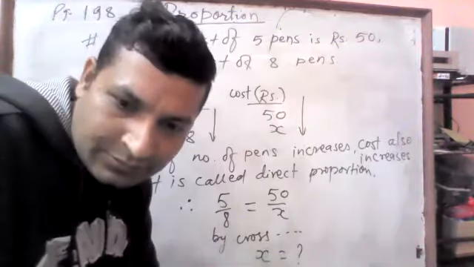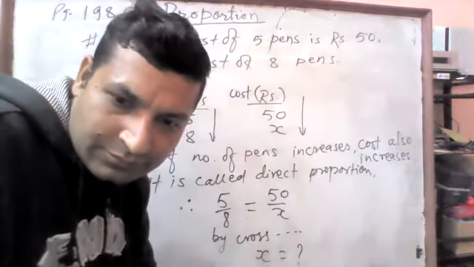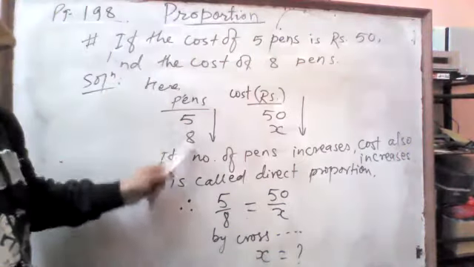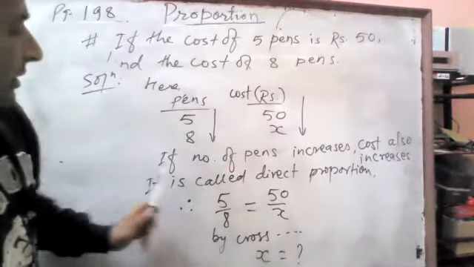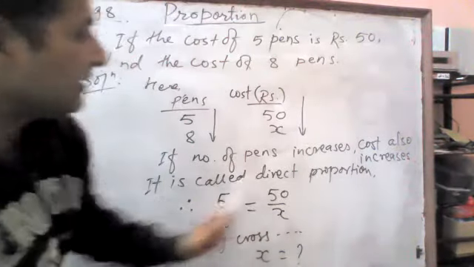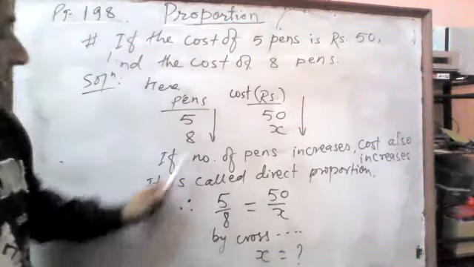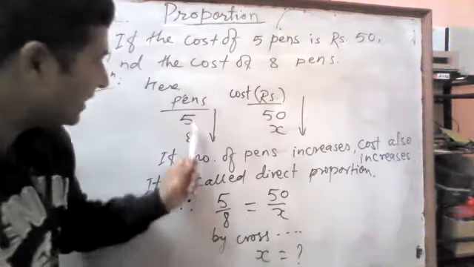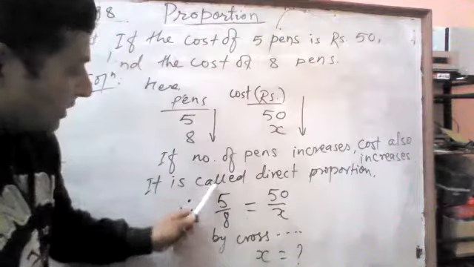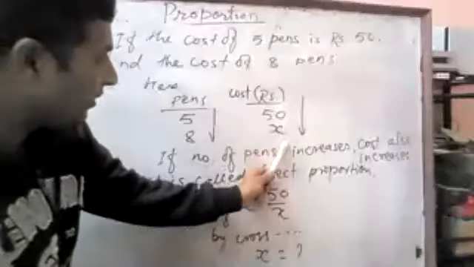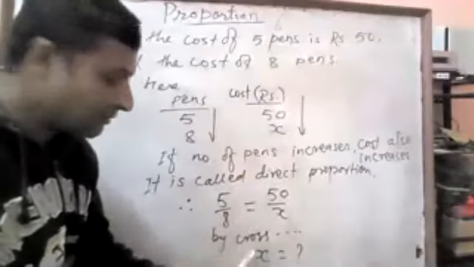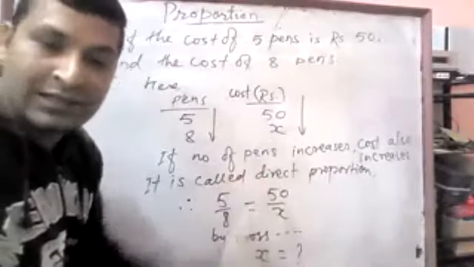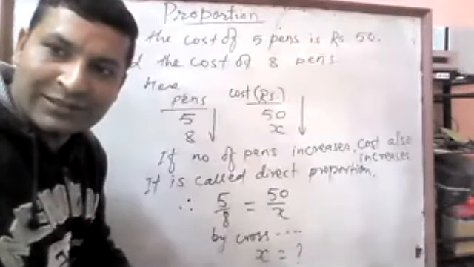Yes, sir. So first of all, we write like this form. Since number of pens increases, cost also increases. It is called direct proportion. In the direct proportion case, we take the ratio is equal. The ratio of the pens equal to ratio of cost, and by cross multiply we find the unknown value, cost. Okay, I think you got it.